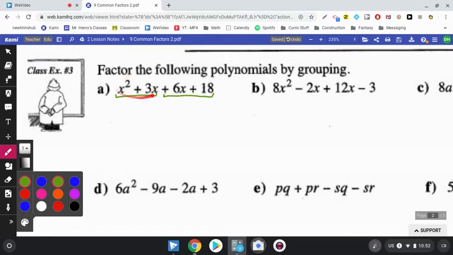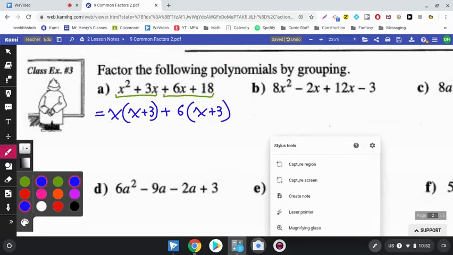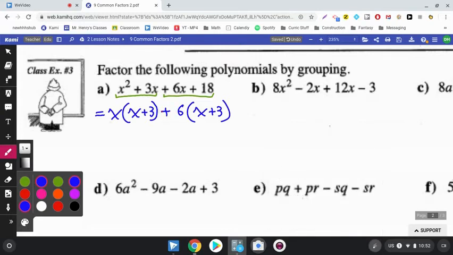So just looking at your first group, x squared plus 3x, if I factored that, I could remove an x, and I'd be left with x plus 3. Okay. Next, the second group, plus 6x plus 18, I could bring out a 6. Both of those are divisible by 6, and it would be positive, so I need to include plus 6. And if I factored out that 6, I'd be left with x plus 3. So that plus sign in the middle is crucial. If it's positive, I need the plus sign. If it was negative, I'd need the subtraction sign.